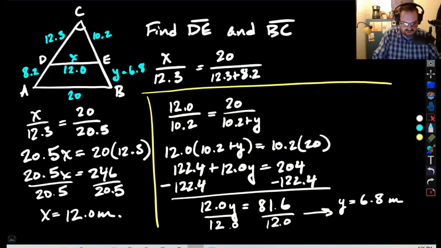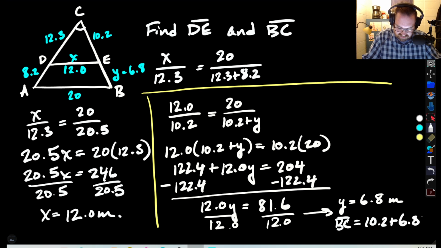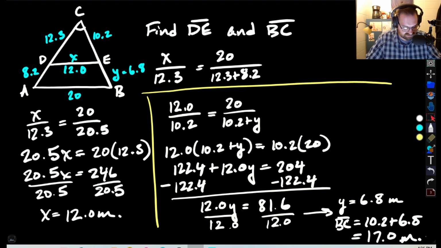All right, so now that we've got y is equal to 6.8, we actually had to find the length of BC. So it's just this y and the 10.2 added together. So BC is equal to 10.2 plus 6.8. And in this case, this is going to equal 17.0 meters. There it is. That's our solution. It took a lot to get there, but it's a nice problem.